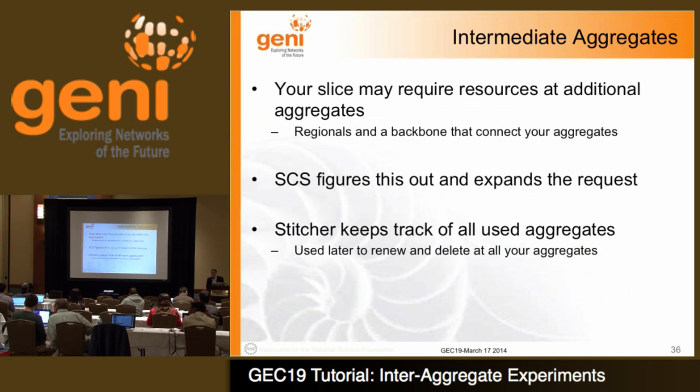And what I keep referring to is that there are these intermediate aggregates that may now show up in the path that you're requesting. These are the regionals and the backbones that run their own aggregates that you have to go across to complete your circuit. One of the things that's nice is that Stitcher will keep track of all those places where you now have reservations. That turns out to be important, for example, for renewing your slice so it doesn't expire, or deleting it when you're done.